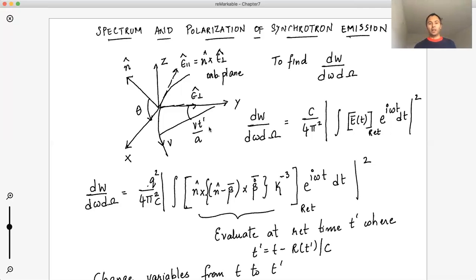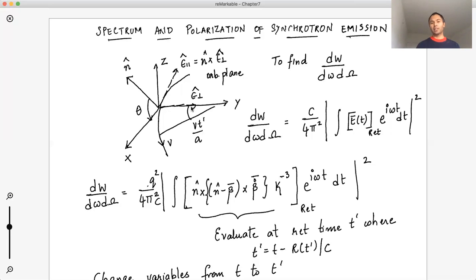Okay, so let's say the particle velocity is v, the radius of curvature is a, and v t prime by a is the angle here of the particle, and so we can have some definitions here. We are going to basically have two more unit vectors.